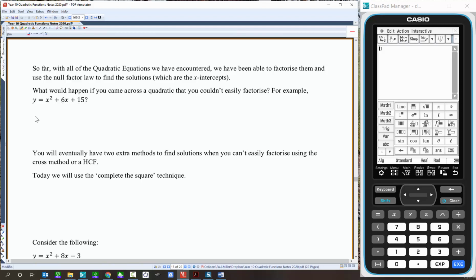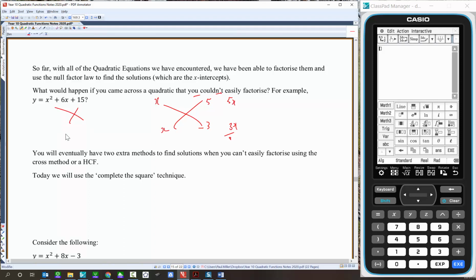What would happen if you came across a quadratic that you couldn't easily factorize? For example, this. So you'd get this one and you'd be like, ooh, yeah, cross method. All right, here we go. 5, 3, x, x, 5x, 3x is 8x. I could negate them both, -5, that's -8x. 15 and 1 is not going to work. Ooh, I can't factorize this.